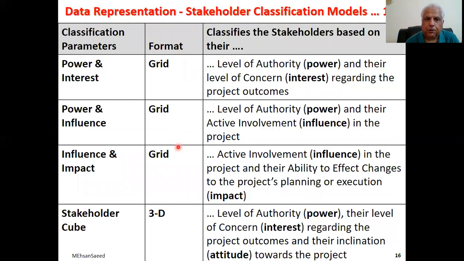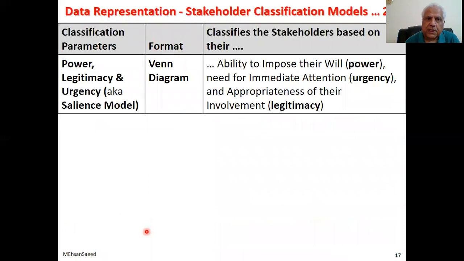This particular model, the stakeholder cube, takes a third element, and that's why it is 3D. It takes into consideration power, interest, and attitude. And we are going to discuss one of these three, not all three, and stakeholder view. Also, there is one model which takes power, legitimacy, and urgency. Here, legitimacy is legitimate authority or legitimate interest in the project.